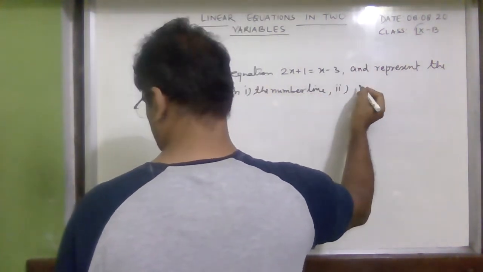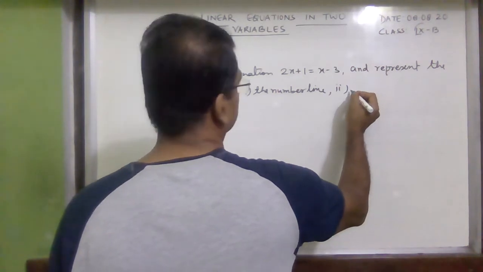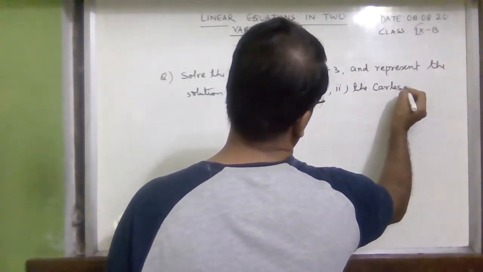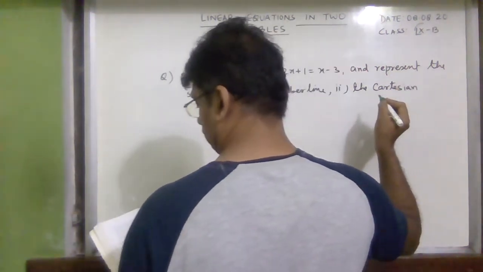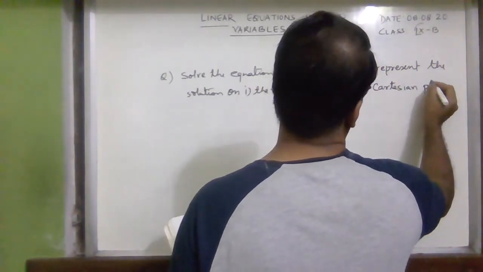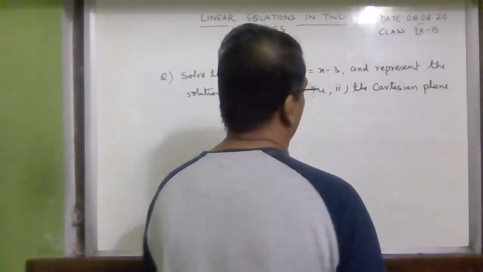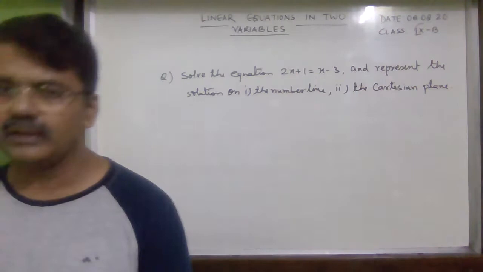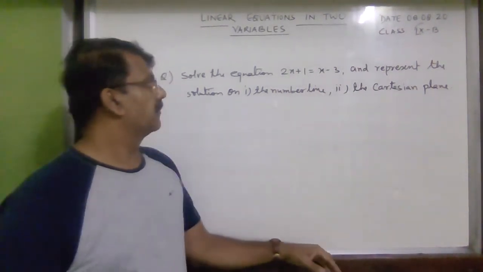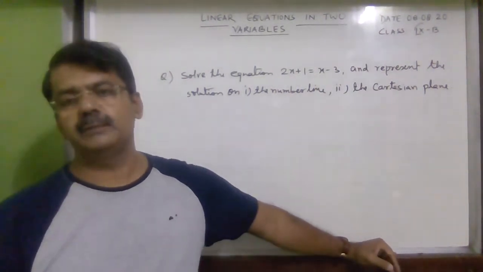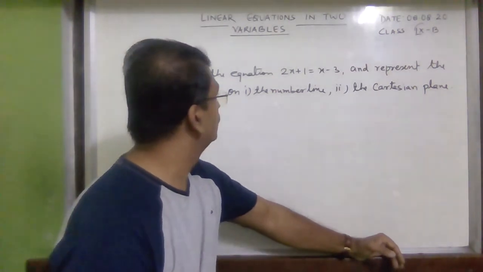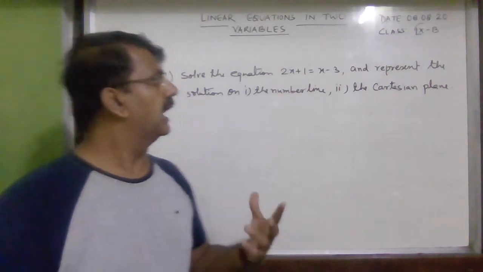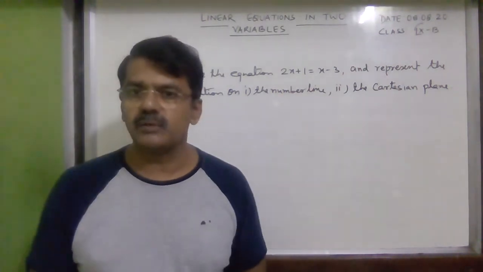second part, the Cartesian plane. Cartesian plane means on the graph. Okay. So first of all, you have to solve this given linear equation, and then you have to represent the solution on the number line and on the Cartesian plane.